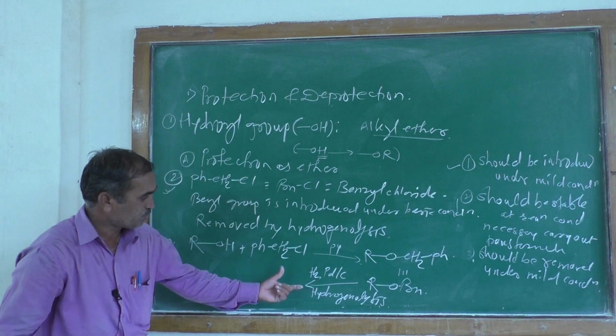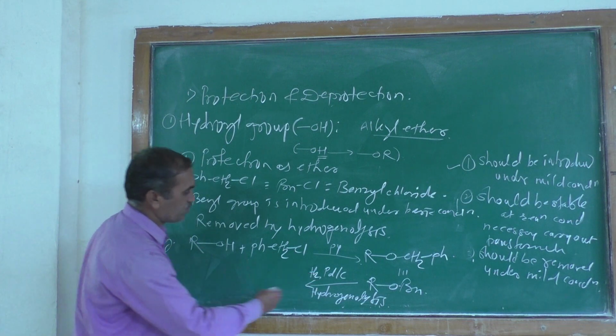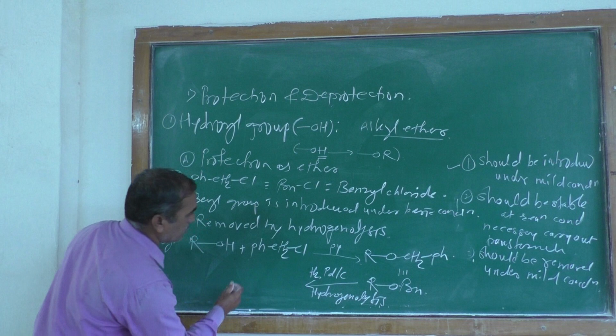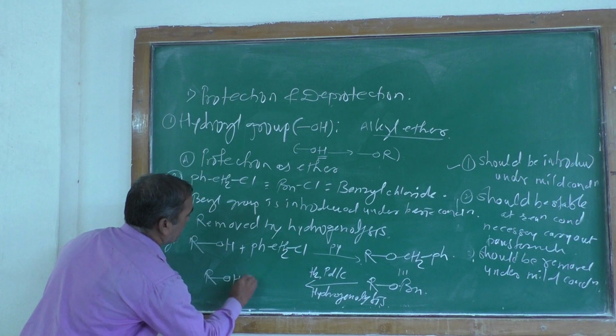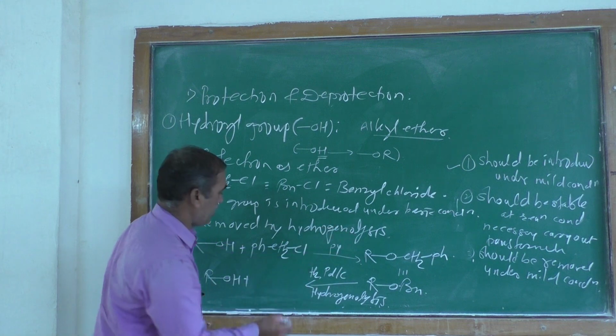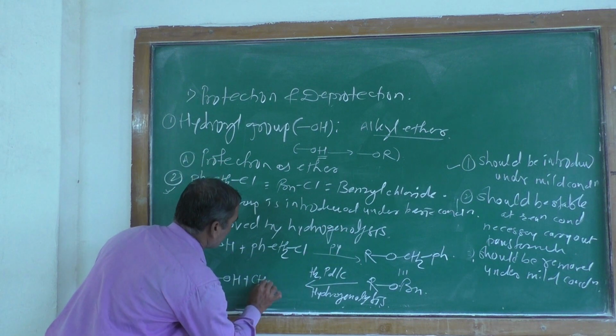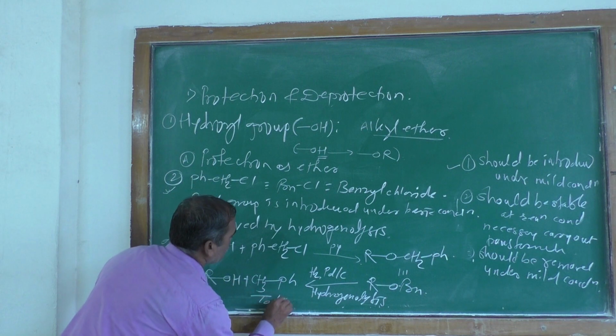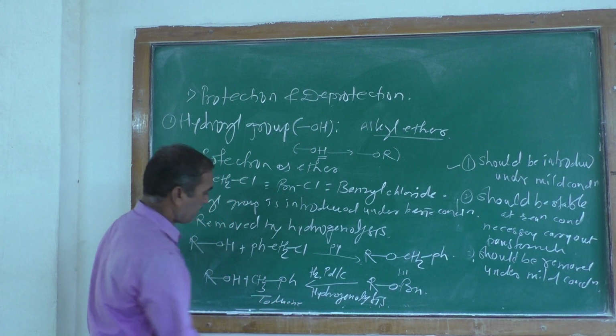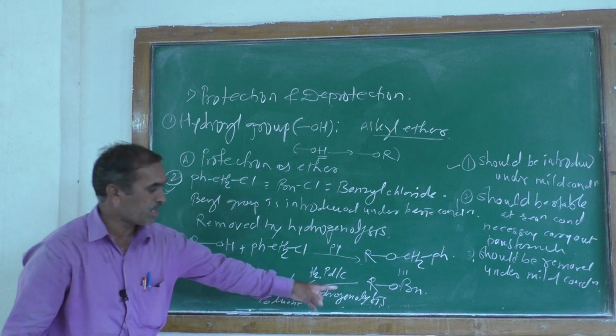H2 in presence of Pd/C, hydrogenolysis. What is going to happen here? The product we are going to get is ROH, and the side product mainly obtained here is CH3Ph. This is nothing but toluene that we are getting here, right? So this is known as hydrogenolysis.